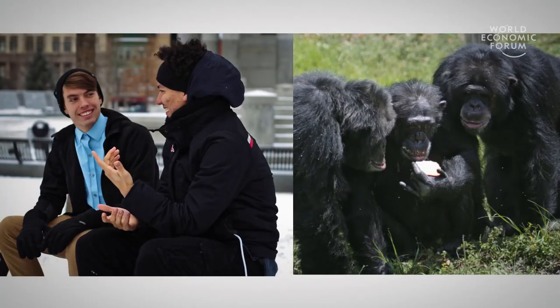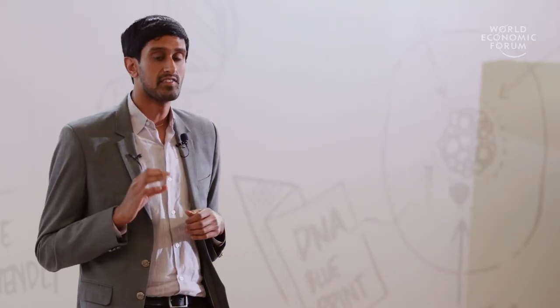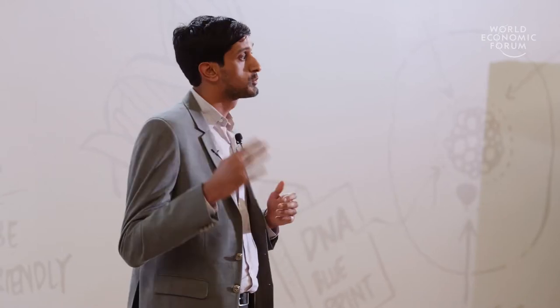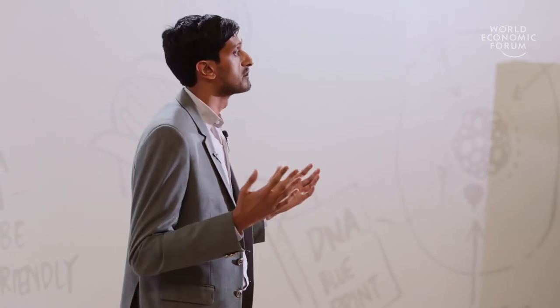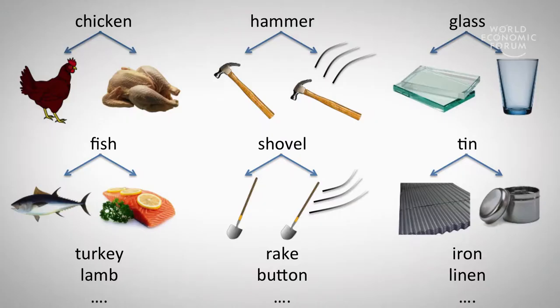To understand human nature, I focus on human language and what it can reveal about how we think. Unlike other animals, humans can communicate an infinite number of thoughts through language. And one reason that language is powerful is because we can use each of our words flexibly with several different meanings. For example, in English, chicken can label an animal or meat, hammer can label a tool or an action, and glass can label a material or an object made from that material.